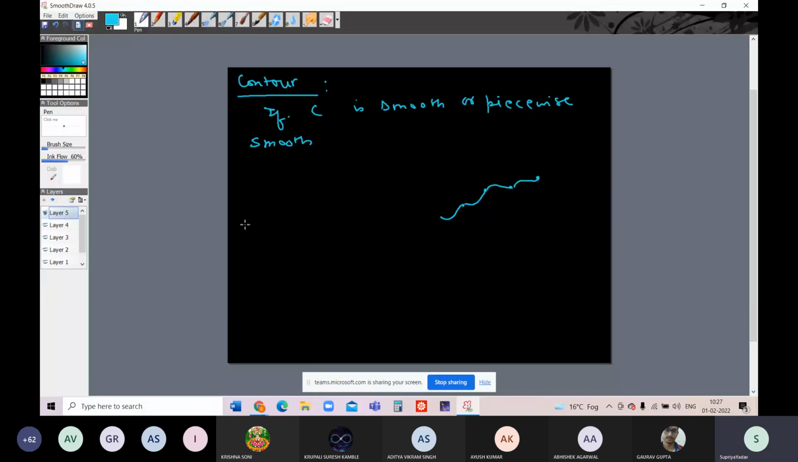Okay, suppose that a curve C is defined like z(t), where t lies in the closed interval a and b, then what will its reverse curve be?